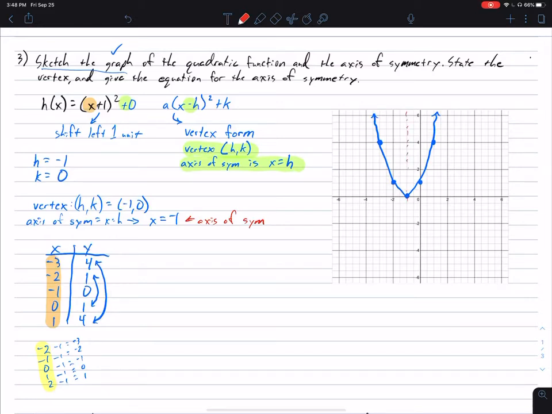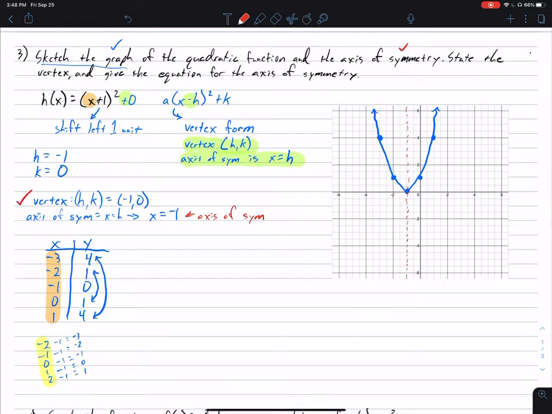I'm going to put a dotted line representing the axis of symmetry. Our axis of symmetry should always be a dotted line. It should always go through your vertex. If your axis of symmetry doesn't go through your vertex where your graph changes directions, then something has been done incorrectly. So we graph the axis of symmetry and then state the vertex and give the equation for the axis of symmetry. We've already done that. That was our vertex right here and our axis of symmetry here.